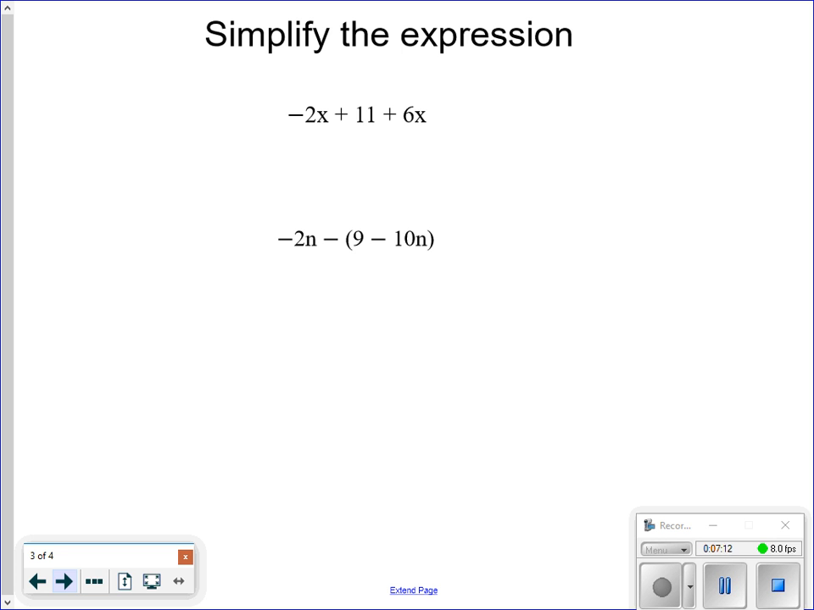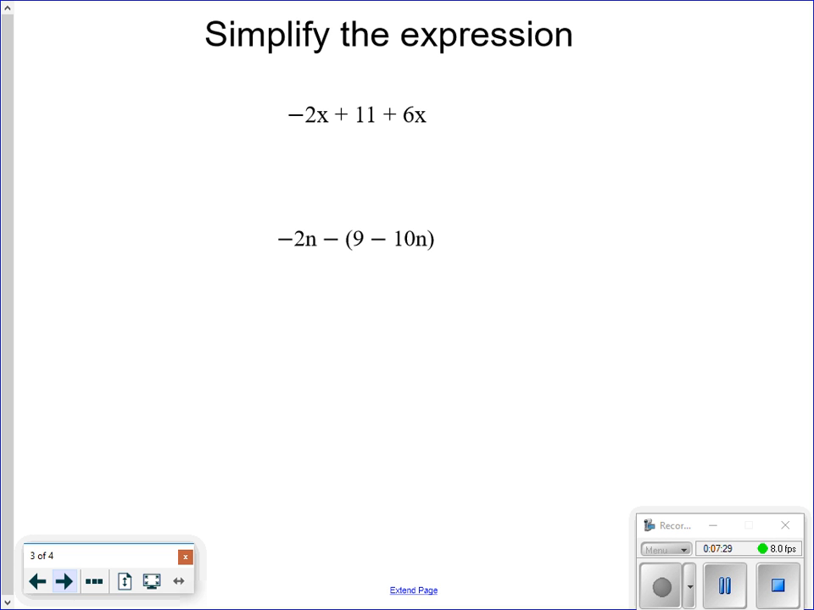And then let's look here, simplify these expressions. Now notice there's no evaluating. There's no numbers that we can plug in. So it's just a matter of simplifying. Simplify means combine like terms.